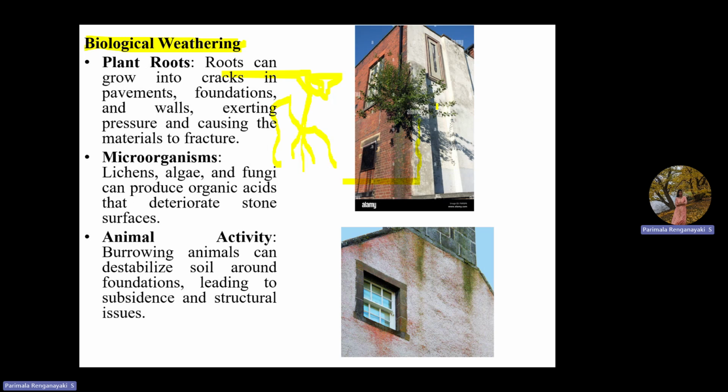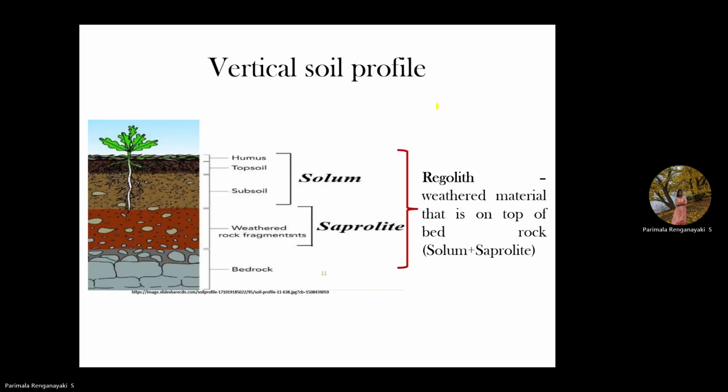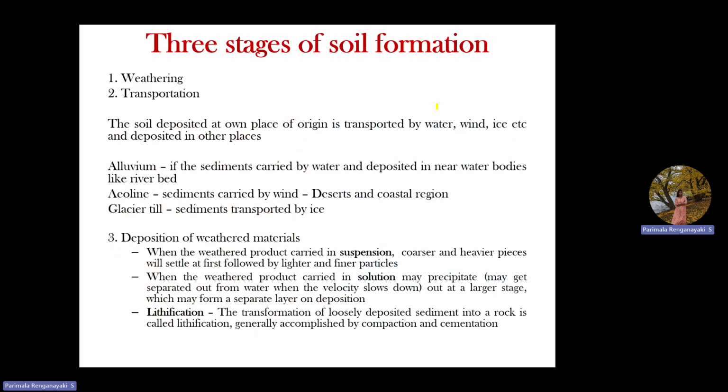Now, let us see what the types of soil are and how these soil types are useful for engineering construction. The soils are classified by geological classification and engineering classification. So, how are soils formed? First weathering, then transportation, then deposition. These are the three stages in which soils are formed.